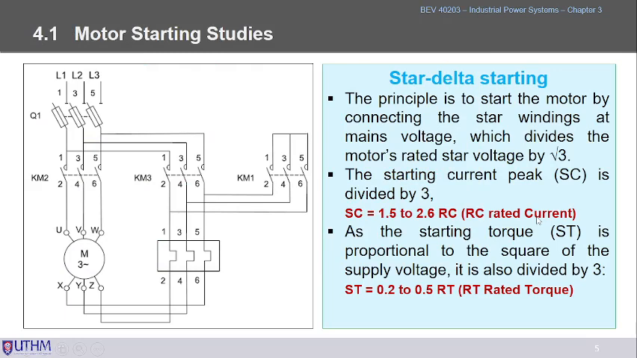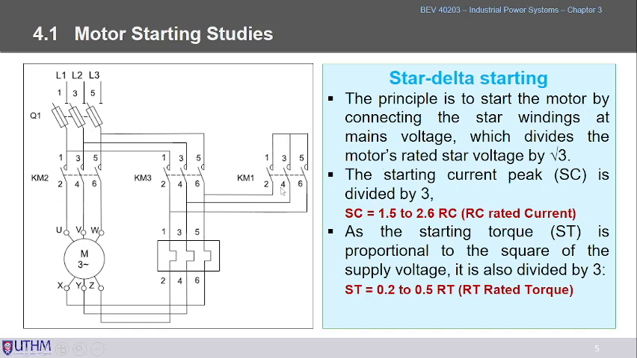So for the star delta, this is quite famous in the IPS, especially for medium size motors. In the beginning, it will start using the star connection. That means the windings of the motor are connected in star with the system. So this is the star connection.